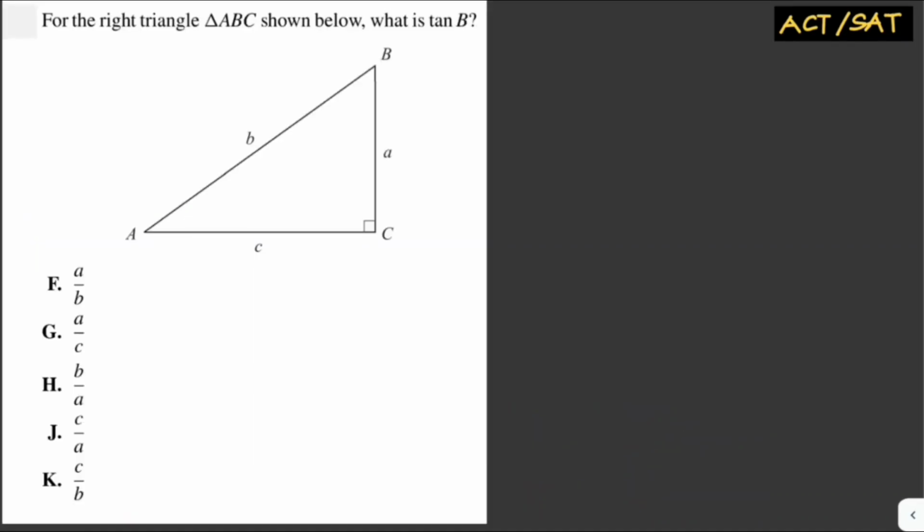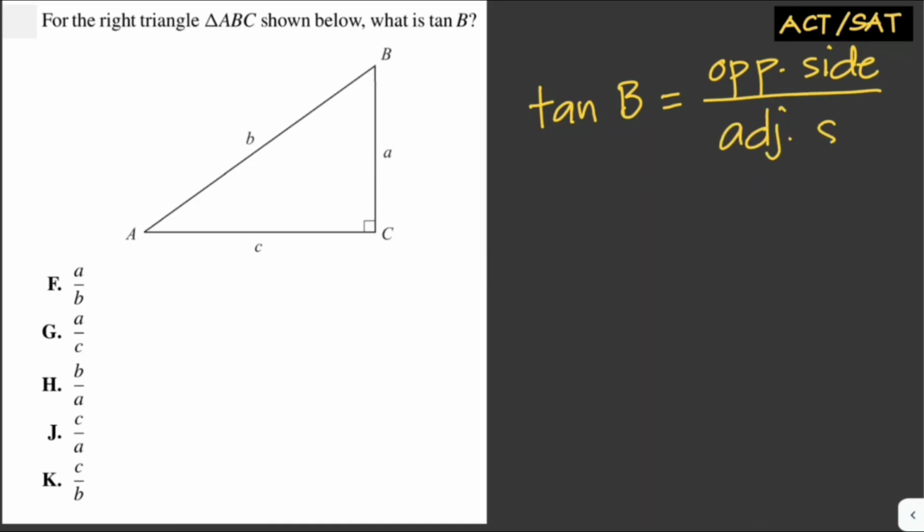For the right triangle ABC shown below, what is tangent B? Now to solve for the tangent of angle B, that is just equal to the opposite side over the adjacent side. So the opposite side to angle B is just equal to C, and the adjacent side to angle B is equal to A. Therefore, tangent B is just equal to C over A. So our answer here is letter J.